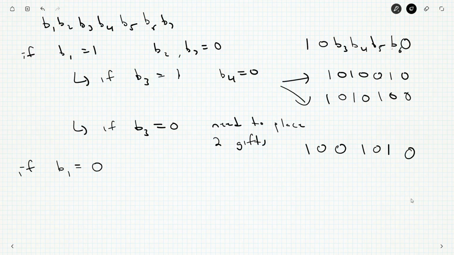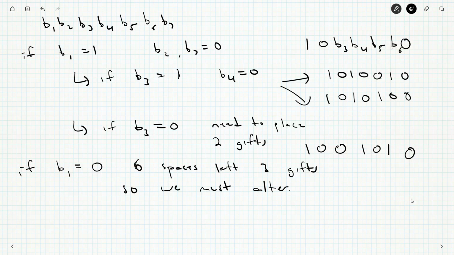If B1 equals 0, 6 spaces left, 3 gifts, so we must alternate. So we get 0, 1, 0, 1, 0, 1, 0, 0, 0, 1, 0, 1, 0, 1. Okay.